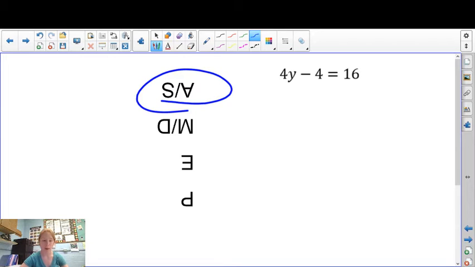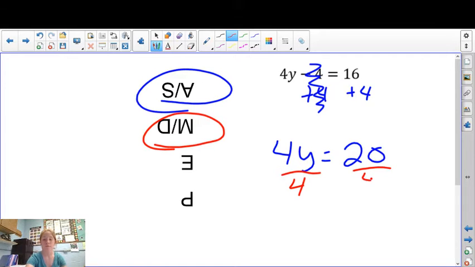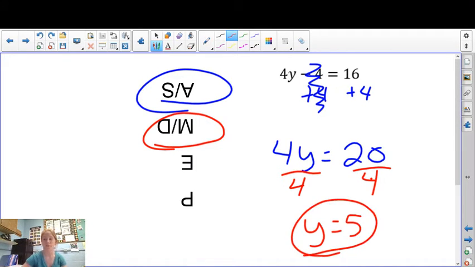So we work backwards. Right now I have subtraction. I have that negative 4 here. I have minus 4. In order to undo that, I'm going to add 4. So the 4 and the negative 4 cancel out. So I'm left with 4y is equal to 20. My next step is multiplication or division from left to right. In this case, I have multiplication, so therefore I'm going to divide. And 20 divided by 4 is 5.